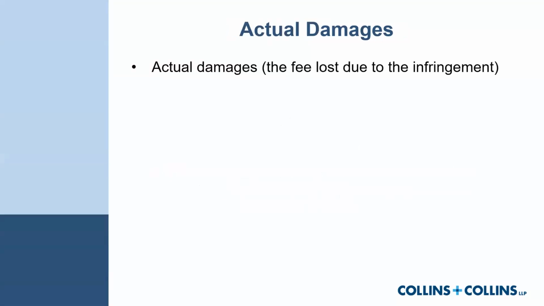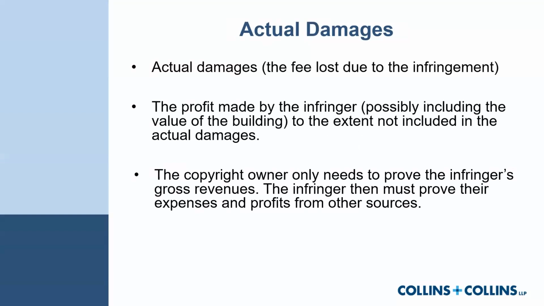One of the benefits of actual damages instead of statutory awards is that these hinge on a lot of other factors that may be more beneficial to you as a plaintiff. Actual damages are the fee that was lost due to the infringement. We're talking about profit made by the infringer, possibly including the whole entire value of the building.